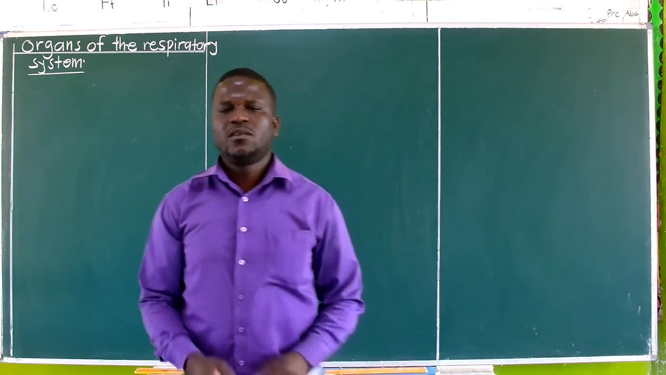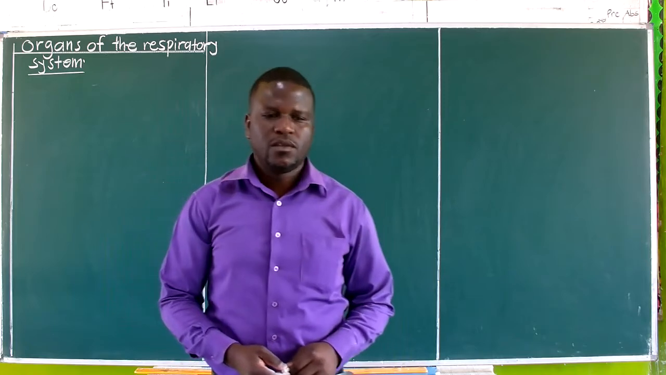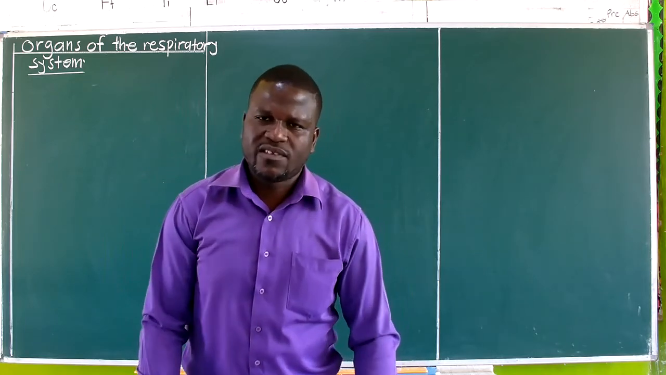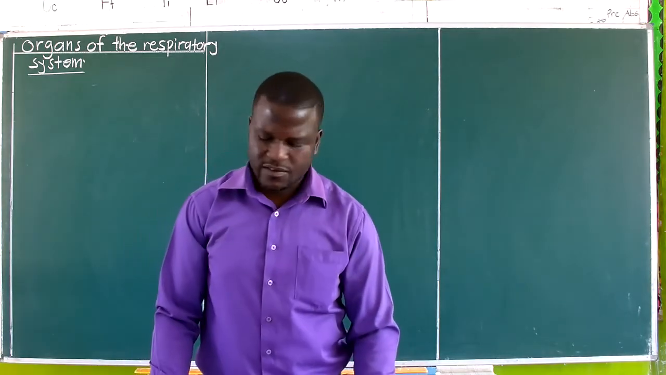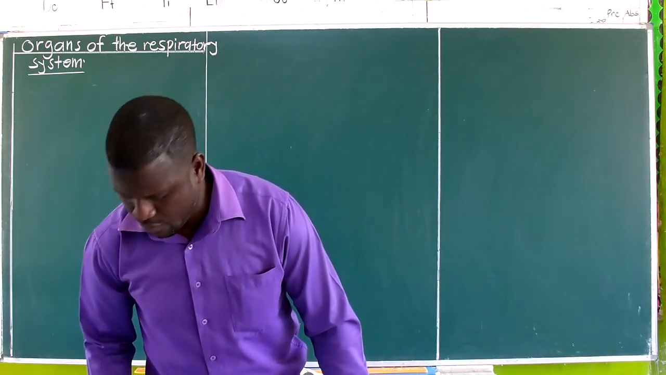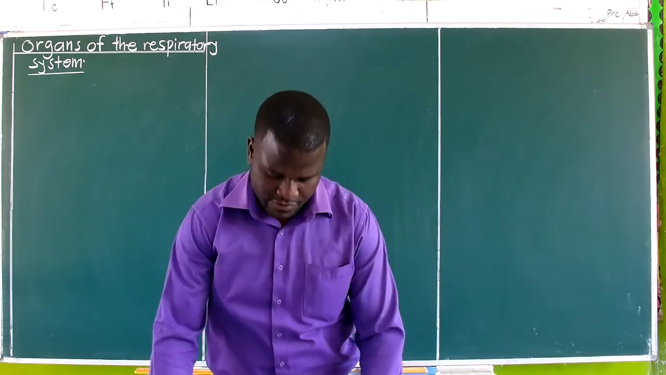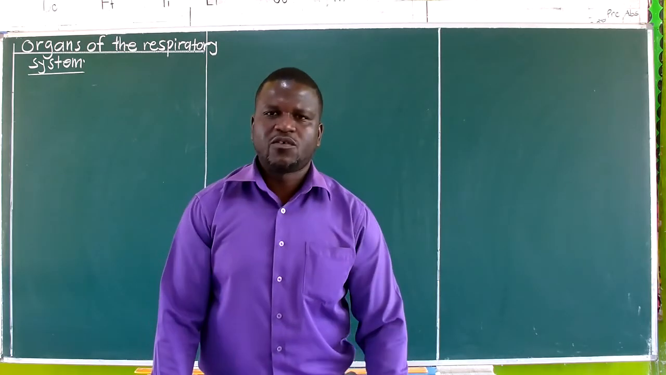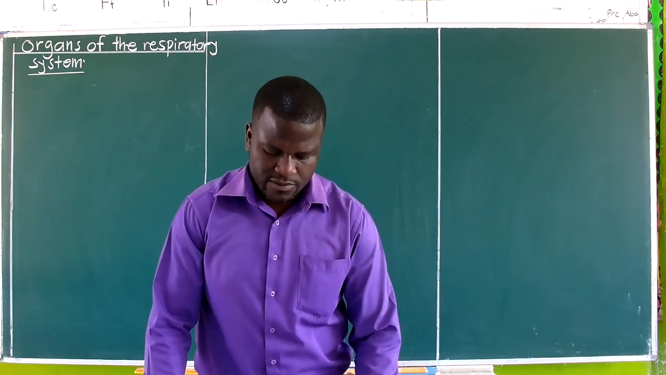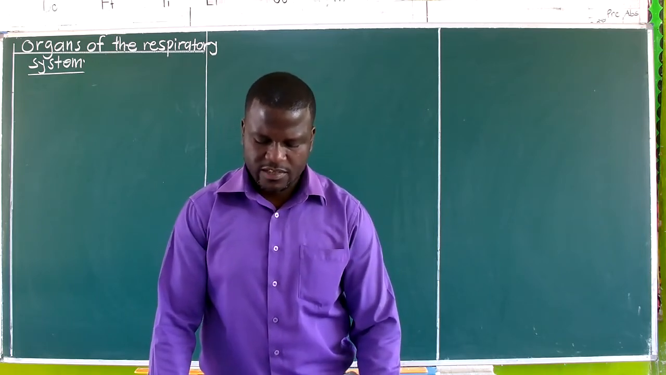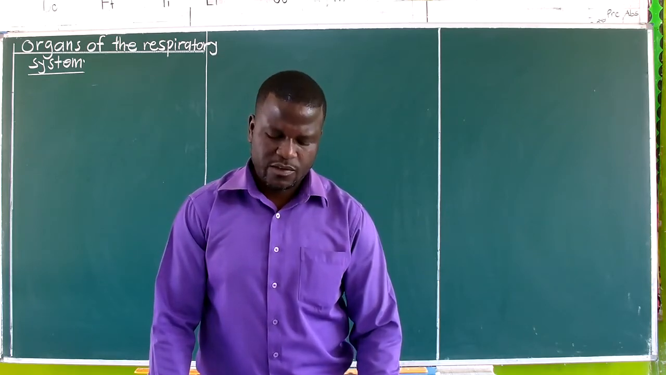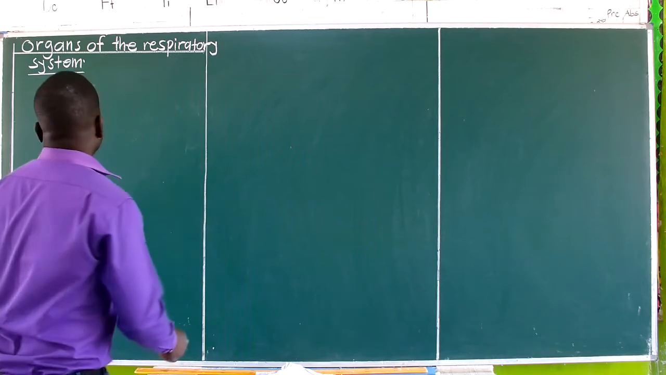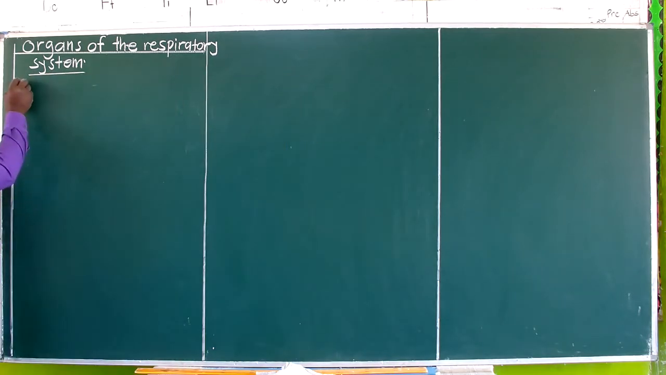In our previous lesson, we said respiration is the oxidation of food in the body to produce energy. And we said respiration takes place in the body cells. Then we also looked at organs of the respiratory system. And when you are looking at organs of the respiratory system, we shall begin with the nose.